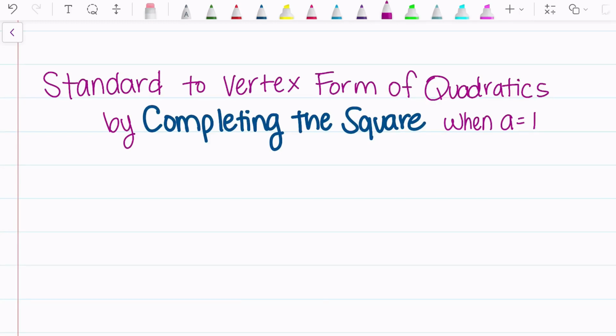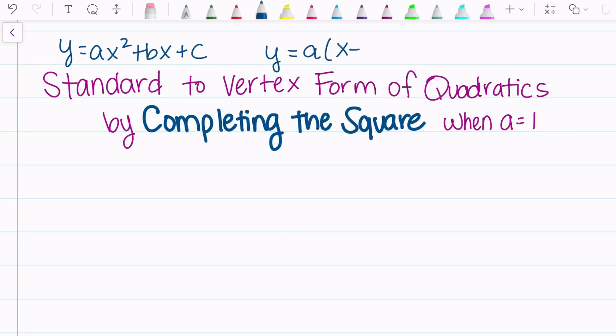In this video, I'm going to show you how to change a quadratic from standard form to vertex form by completing the square. And this is going to cover examples where a is 1. So standard form of a quadratic is y is equal to ax squared plus bx plus c. And vertex form is y equals a times x minus h squared plus k.